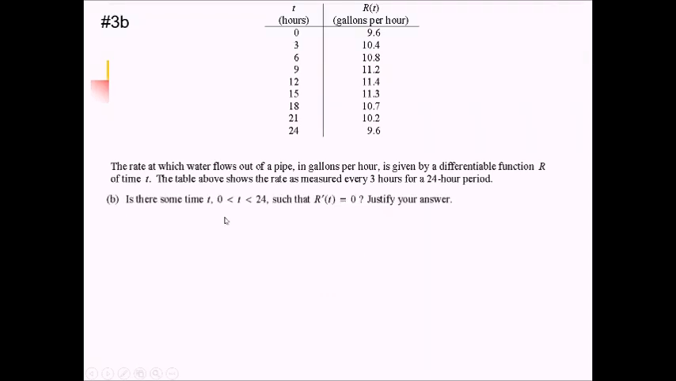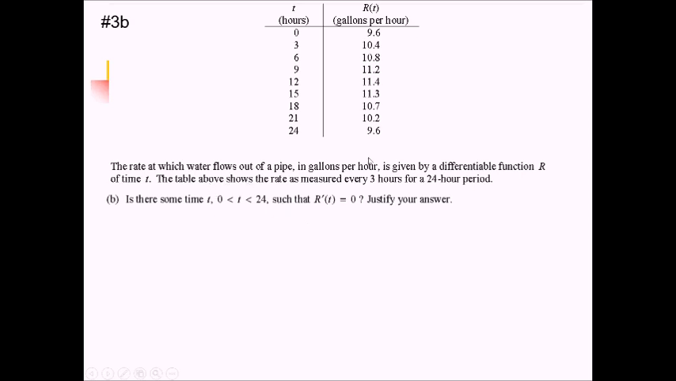For this part of the problem, we're asking if there's some time between 0 and 24 such that r prime equals 0. So if we have information about the original function and we want to guarantee a certain value about its derivative, we need to use the mean value theorem. So to use this, I have to show that my original function, r of t, is continuous on the closed interval from 0 to 24 and differentiable on the open interval from 0 to 24.